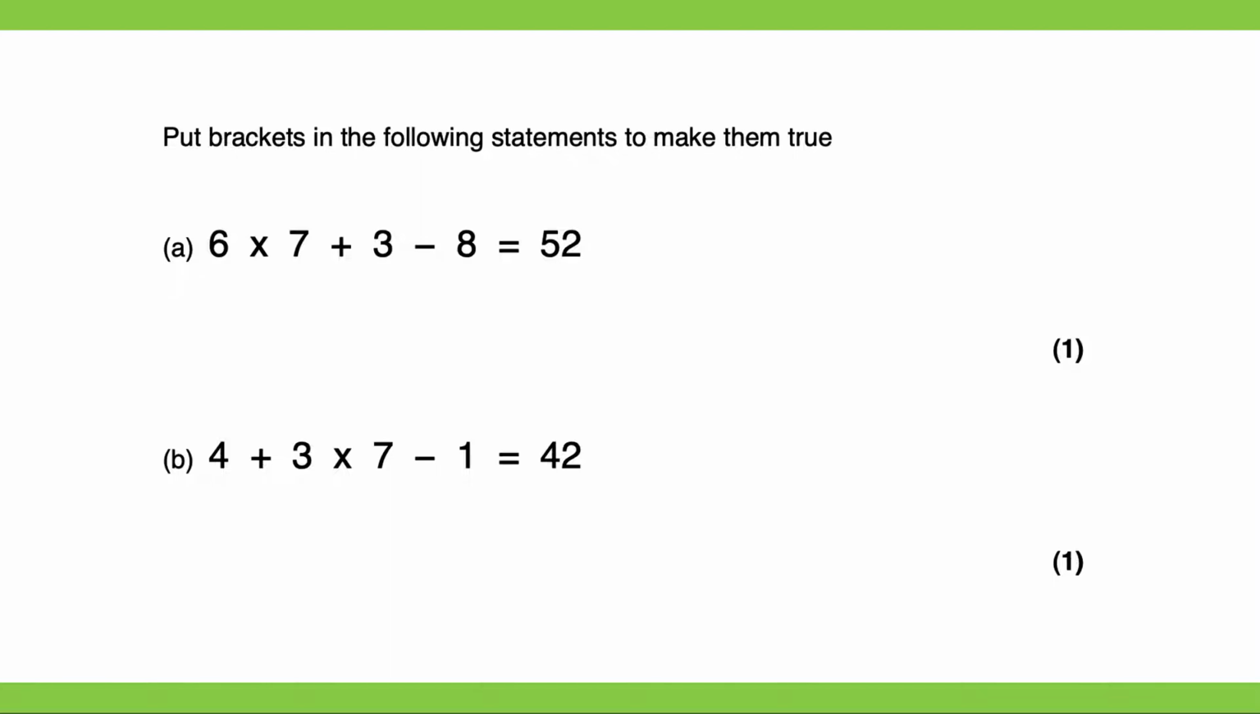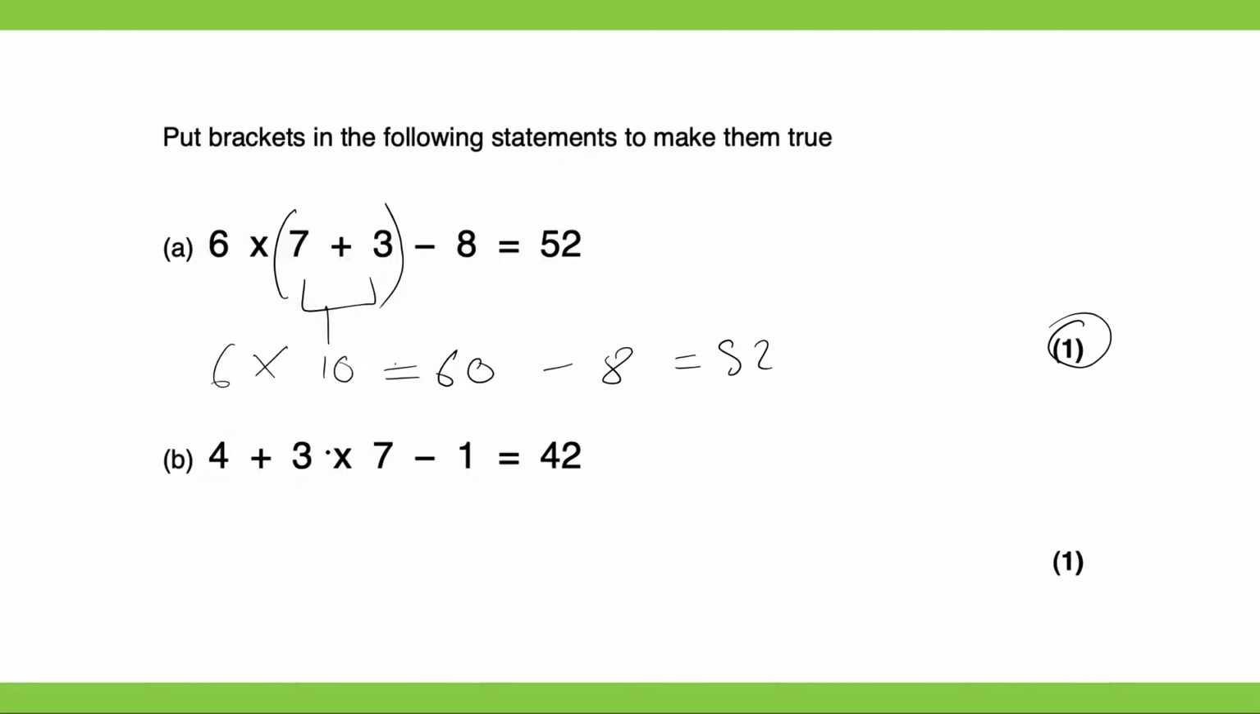Now, put brackets into the following statements to make them true. So we need to put a pair of brackets or more than one pair in this equation to make the equation true. So the best way to work with this would be trial and error. So let's work from left to right. So 6 times 7, no. 7 plus 3, yes, that would work, because if you have 7 plus 3 in the middle, this would total to 10, and then we can times it by 6 equals 60, and then we can minus 8 of it, which would give us 52.